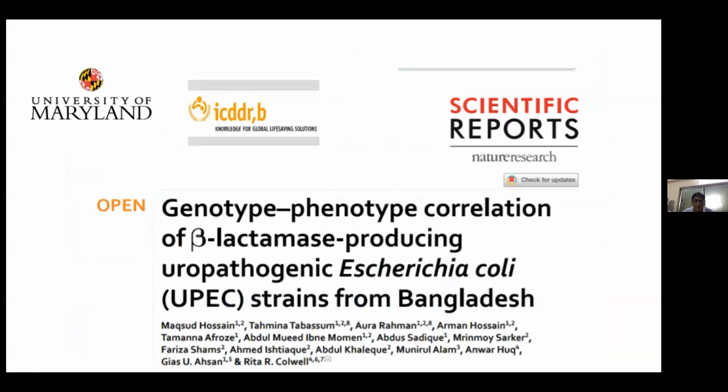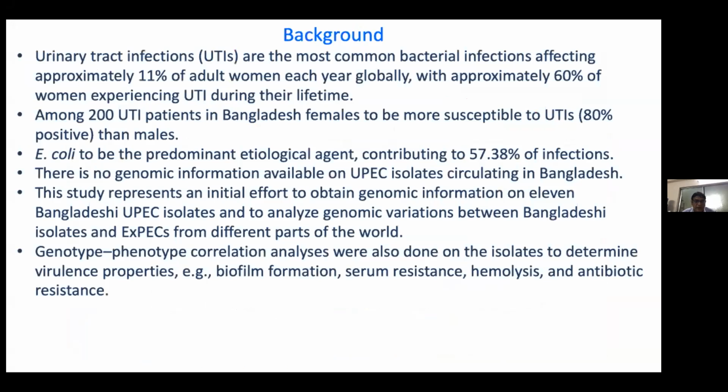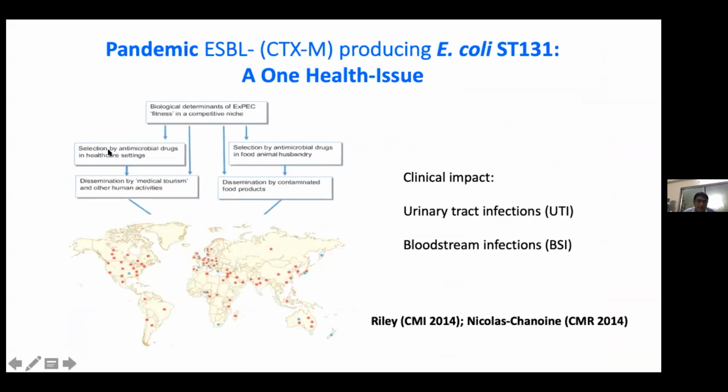So what has bioinformatics helped us with? We recently published a paper on the genotype-phenotype correlation of beta-lactamase of E. coli. I won't go into the details. I'll just show you, because it's a sequence type.